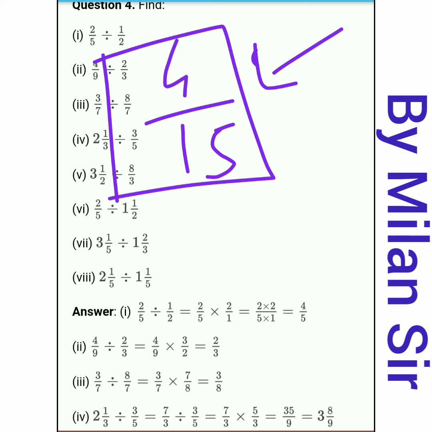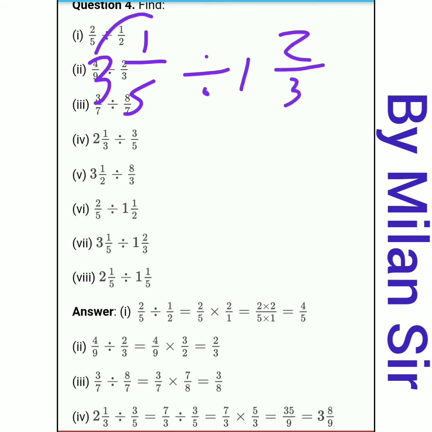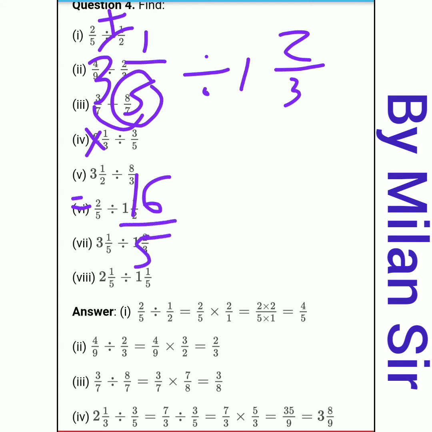Okay, then question number 7: 3 integer 1 by 5 divided by 1 integer 2 by 3. First of all, we need to convert this mixed fraction into an improper fraction, right? So 5 3s are 15. That means first we do multiplication: 5 3s are 15, plus 1 is 16 at the numerator, and denominator 5 as it is.